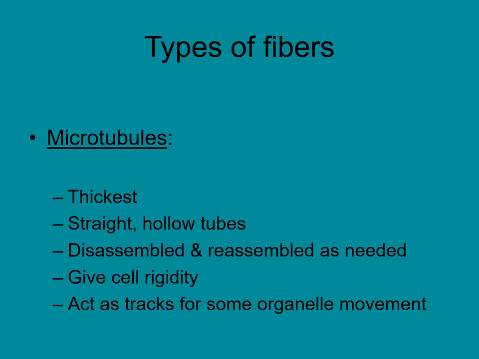There's three main types of fibers. The microtubules are the thickest. They're very hollow, straight tubes. They can be put together, taken apart, put together as needed. They help to provide rigidity to the cell. And like I say, these are some of the tracks that things can move on.